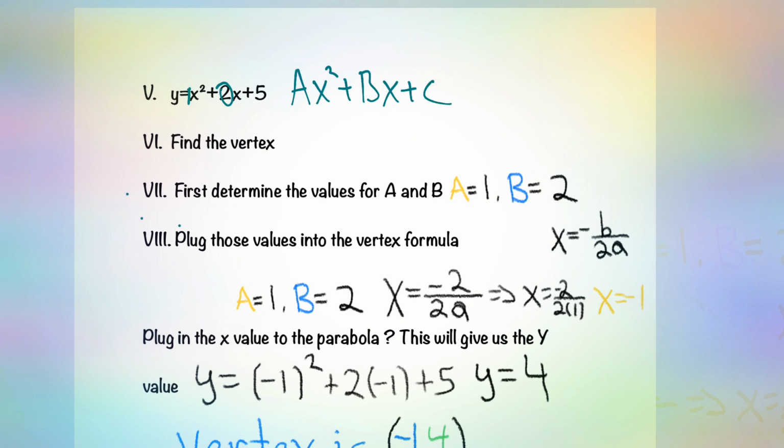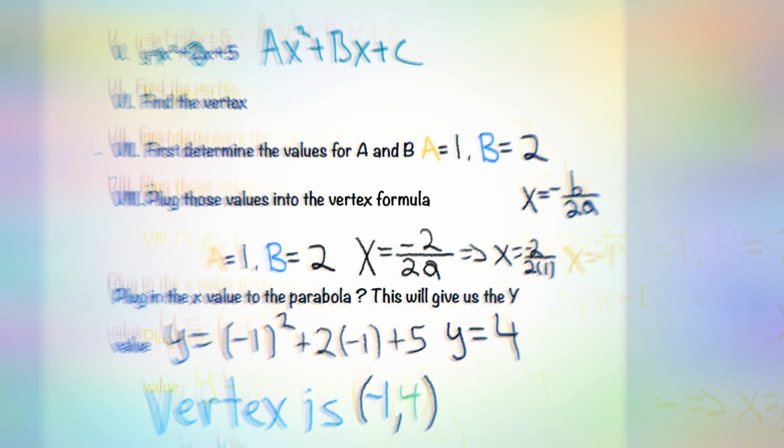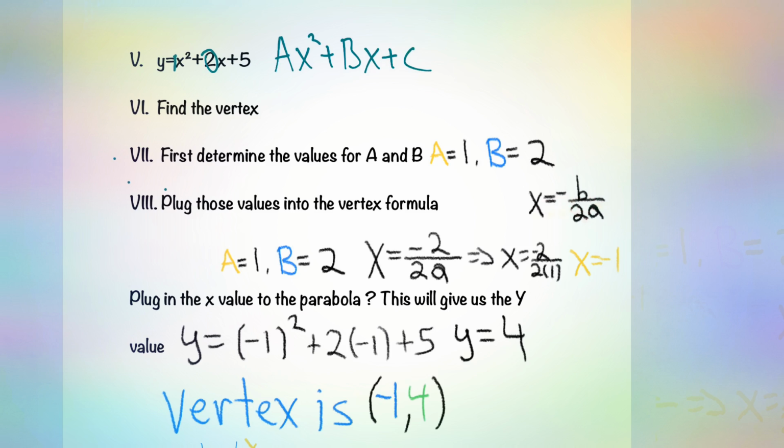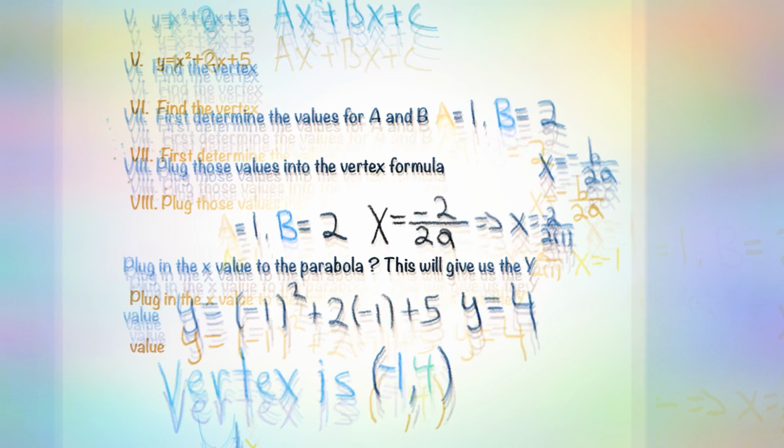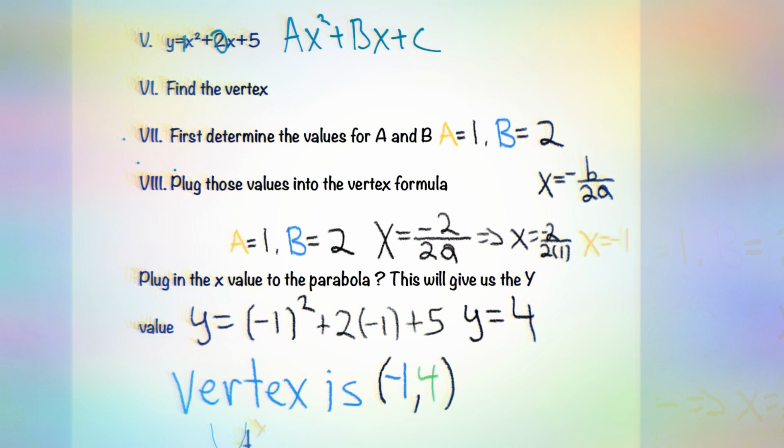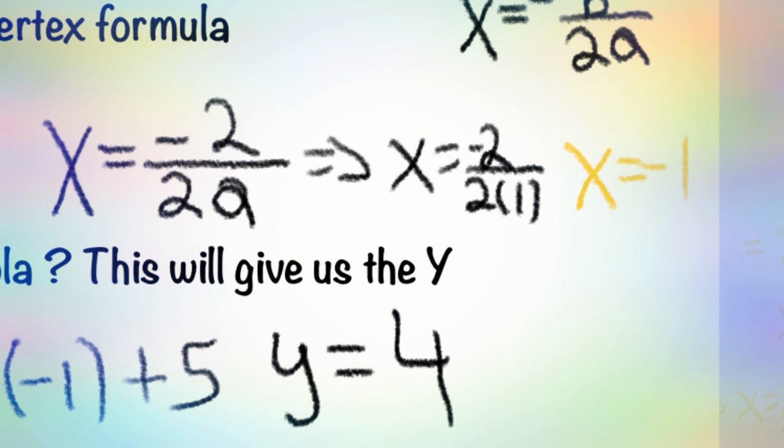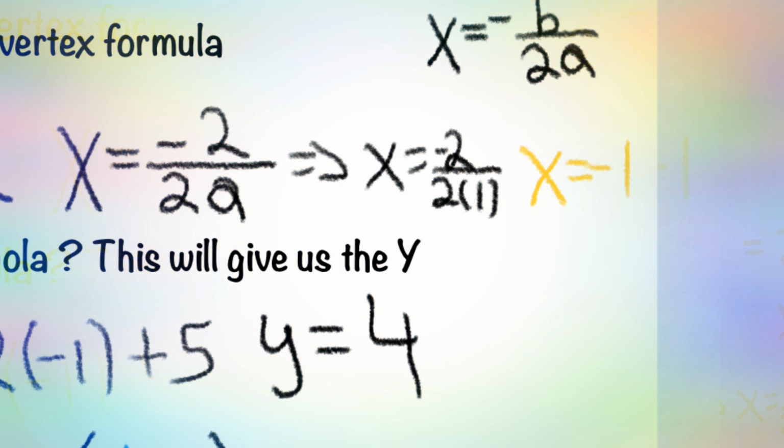We plug these values into the vertex formula. So the vertex formula is x equals negative b divided by 2a. So since b is 2, this goes here, and then 2 times whatever a is, and a happens to be 1. So we're left with x equals negative 2 divided by 2, and x equals negative 1.